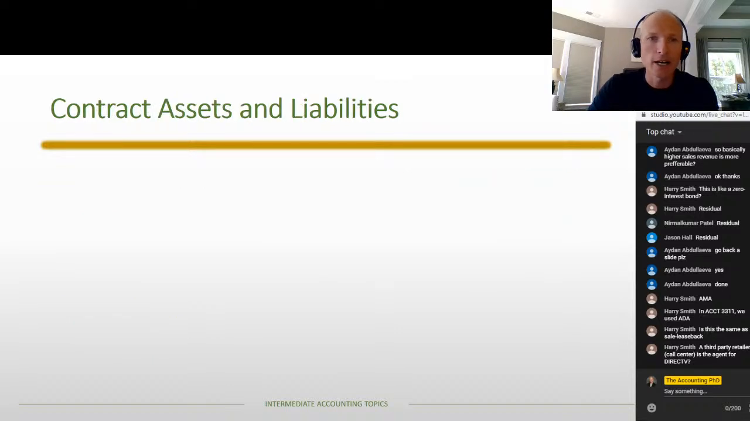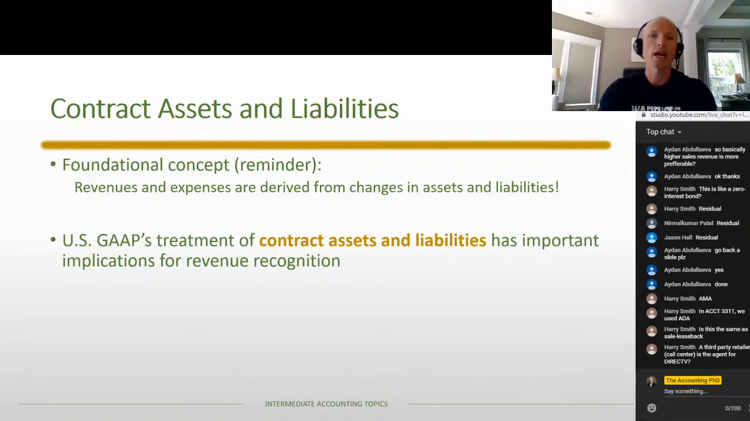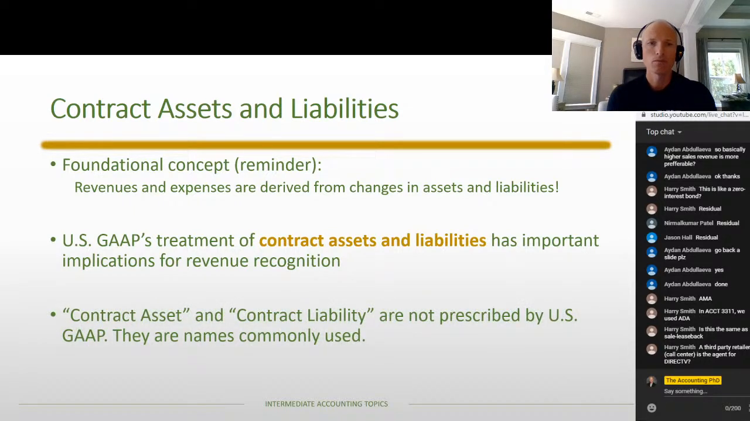One of the last things here, contract assets and liabilities. It's a foundational concept we need to talk about. Revenues and expenses are derived from changes in assets and liabilities, and this is really important in the context of contract assets and liabilities. US GAAP's treatment of contract assets and liabilities has important implications for revenue recognition. A contract asset and contract liability are not prescribed by US GAAP, but they are names that are commonly used. I want you to understand we're using these terms because the book uses them and they are common, but US GAAP does not prescribe that these are the only names that can be used when we're talking about this concept.